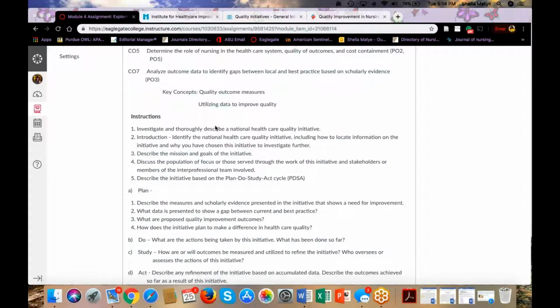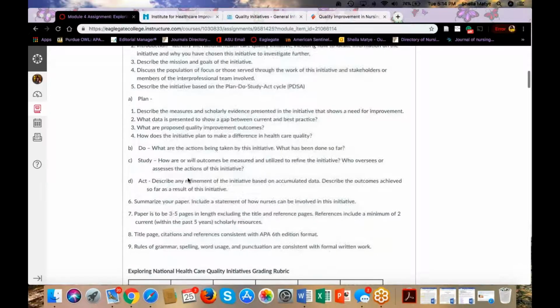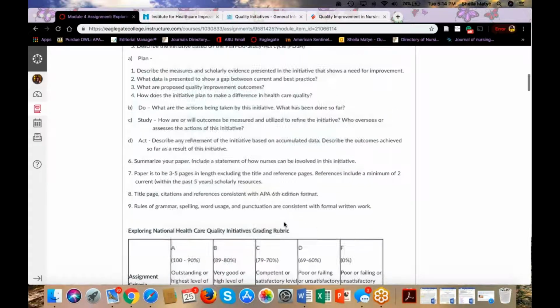So you're going to have what? You're going to have introduction, mission and goals, population, and then your plan, do, study, act cycle, and then your summary. Length 3 to 5 pages, but does not include the title page or the reference page. And then you need to have a minimum of at least 2 current, within the past 5 years, scholarly resources. Not going to be hard to find.